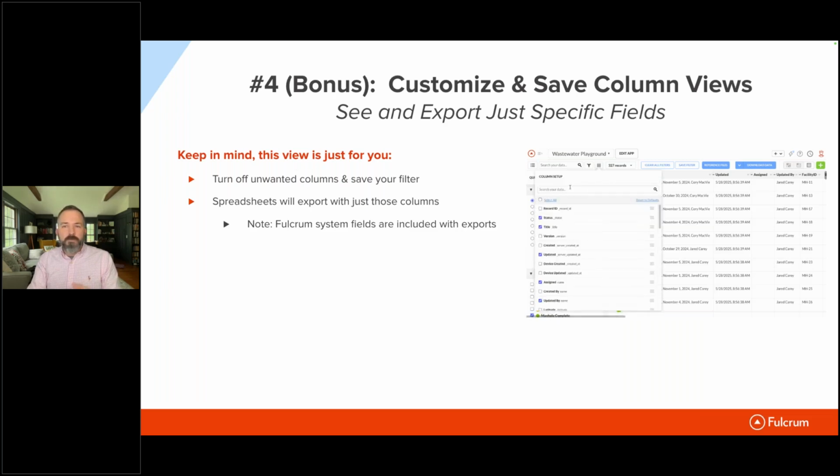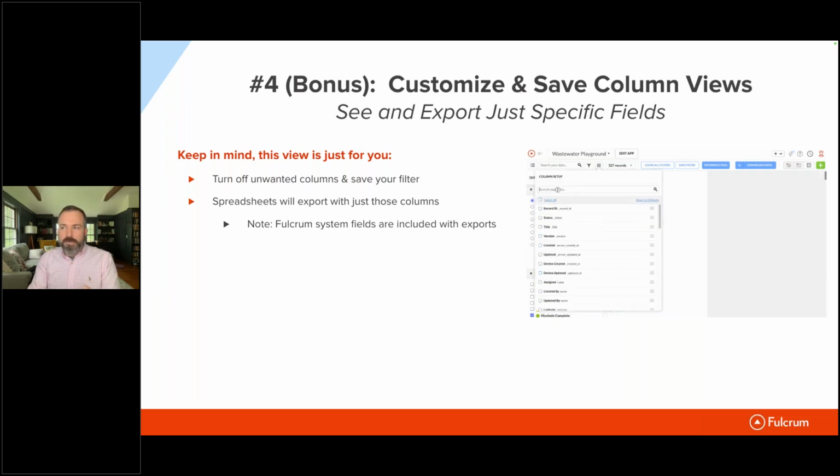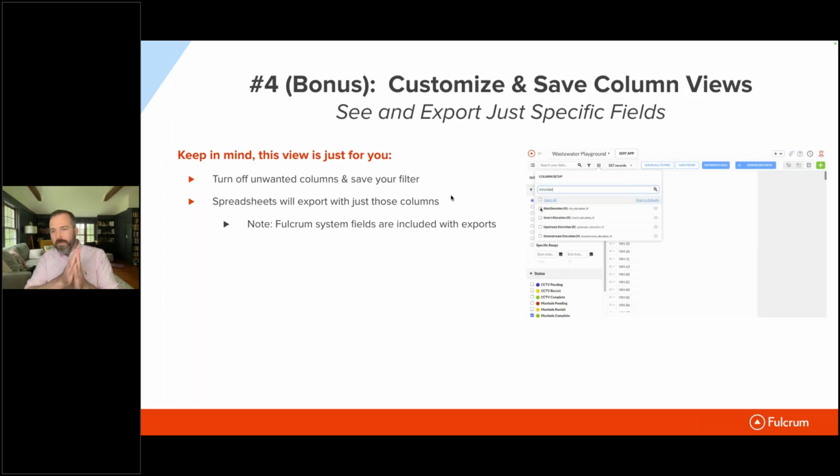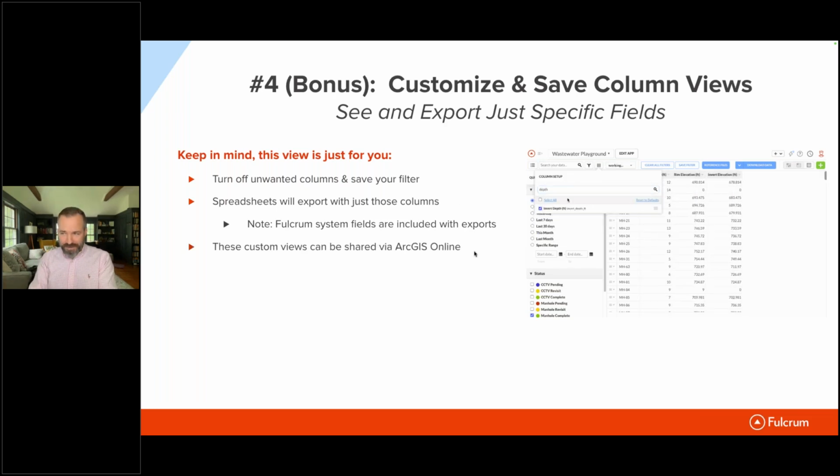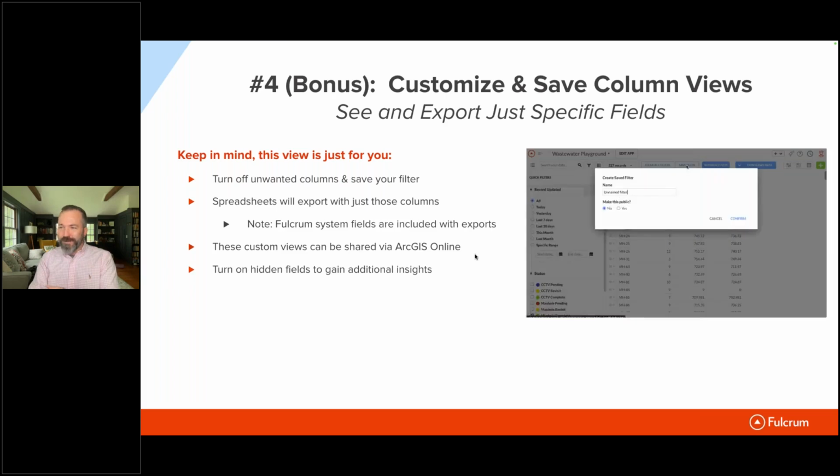That's awesome. But we always have some headers that come with it, or at least some Fulcrum system fields. It's going to be the record ID. It'll be maybe a date, a system date, version number. Sure, you have to delete those for your deliverable, but it's just nice that you don't have to delete 300 columns and sort through all that. That said, I already shared it with ArcGIS Online interactively for you. You can turn on those hidden fields for extra insights.